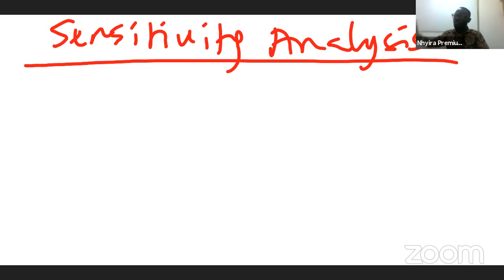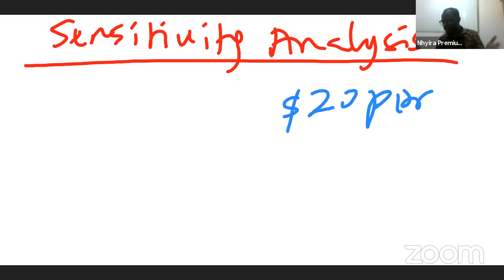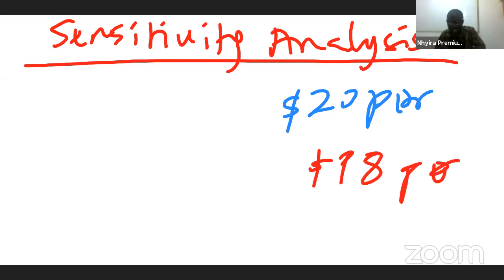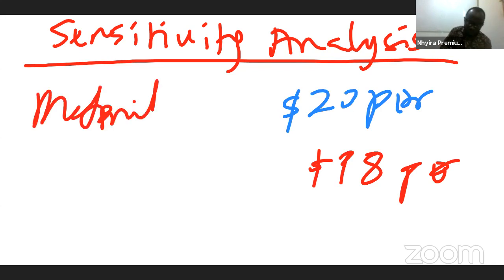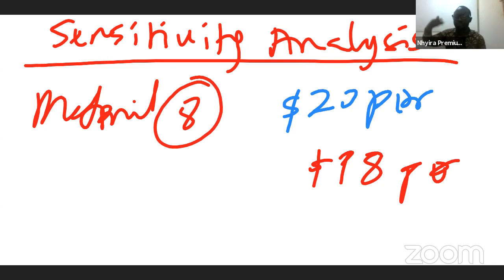But the question is, what if those things change? What if the estimates we made to calculate the NPV change? What would be the effect of that on the NPV? For instance, if we say the selling price should be $20 per unit in the first year, what if we actually start selling and we cannot sell at $20 and we need to sell at $18 per unit? What will happen? The material cost we had, what if we were saying it should be $8 in current terms and we added inflation? What if we started and the prices of things have gone up, like in this period of COVID-19, what do we do about it?